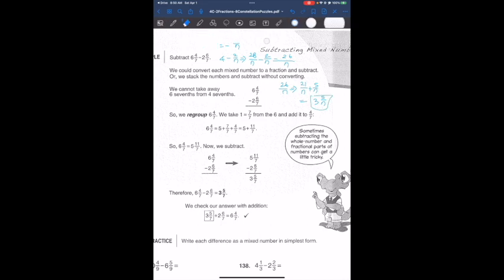Now, that involved changing it to an improper fraction and then changing it back to a mixed number again. So instead of doing that, we can regroup 6 and 4 over 7. We can take 1 away from that and add it to the 4 over 7. So what we can do is make the 6 and 4 over 7 into 5 and 11 over 7. Now when we have that, we can do 5 minus 2 equals 3, and 11 over 7 minus 6 over 7, which is 5 over 7, so that gives us 3 and 5/7.